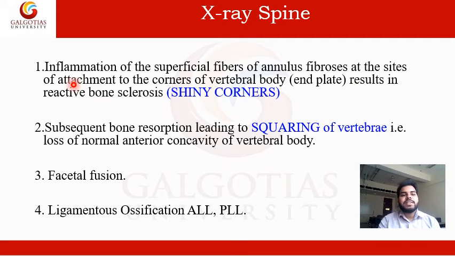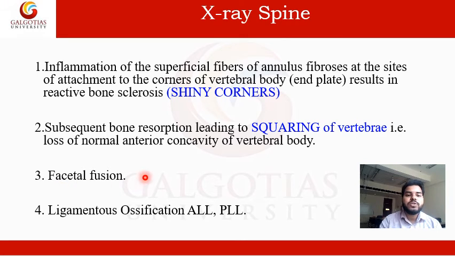So first is the X-ray of the spine: inflammation of the superficial fibers of the annulus fibrosus at the sites of attachment to the corner of the vertebral body results in reactive bone sclerosis, that is your shiny corners. So your vertebra represents shiny corners, with subsequent bone resorption leading to squaring of the vertebra. So there is squaring of the vertebra also. That is the loss of normal anterior concavity of the vertebral body.